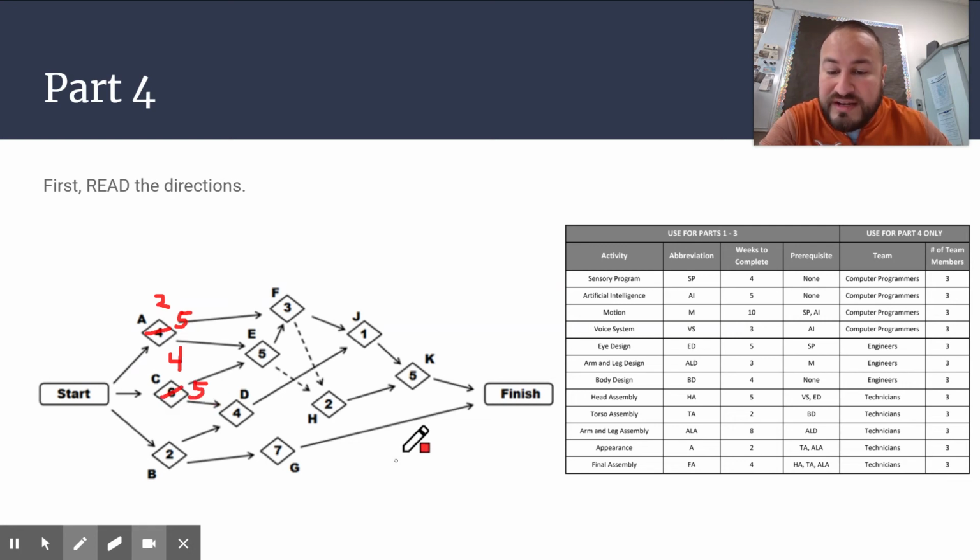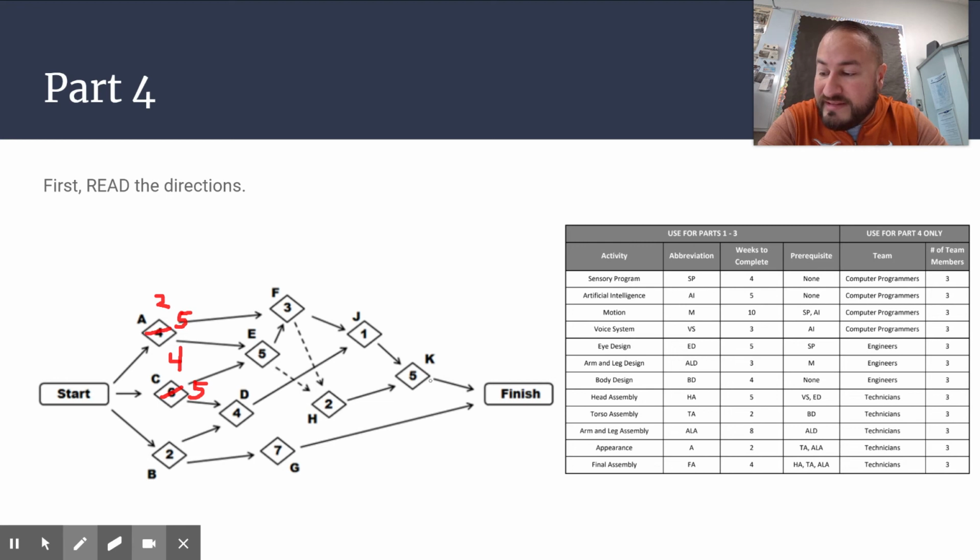Well, guess what we just did? We now moved the ability for E to start at week 5 instead of week 6. Prior to that, E had to wait until C was done, which is at week 6. But now they both end in the same week. E can slide back to week 5, which means all of these can slide back a week earlier, which means my whole thing falls back and finishes a week earlier.